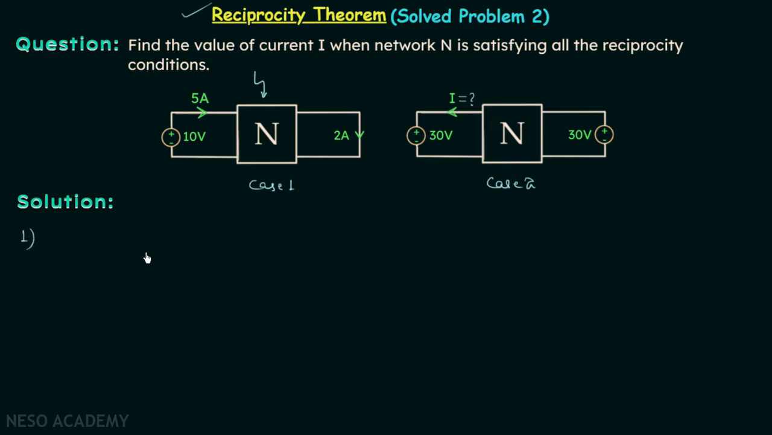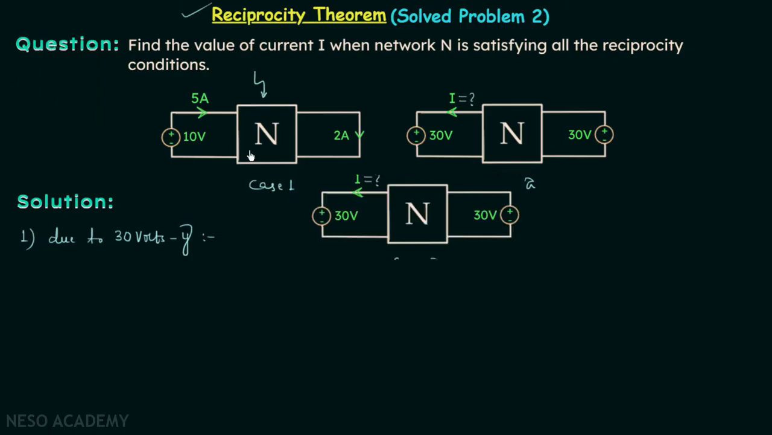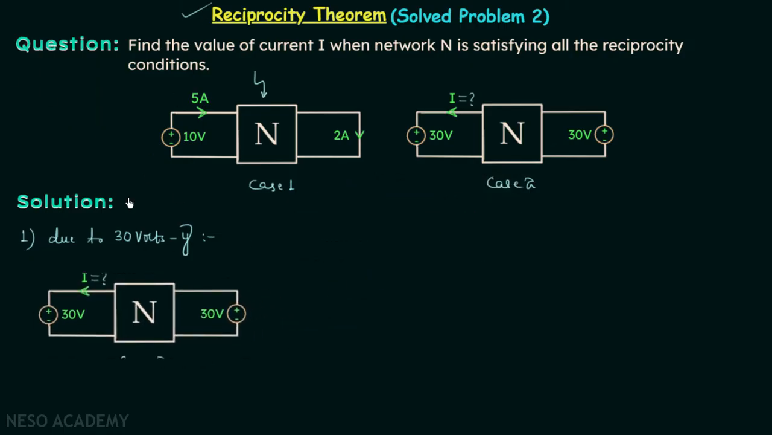First we will calculate current in this branch due to this source. So we will find out current due to 30 volts source present in branch Y. I will write Y here. For this purpose we need to make one modification in our network. To find out current due to this source, we will turn off this source. Why? Because we know that in case of superposition theorem, while we calculate the current or voltage due to a single independent source, we turn off all the other independent sources. If we talk about this case, then apart from this source, we only have this source. We will turn it off by replacing it with a short circuit. So this is how our modification will look like.